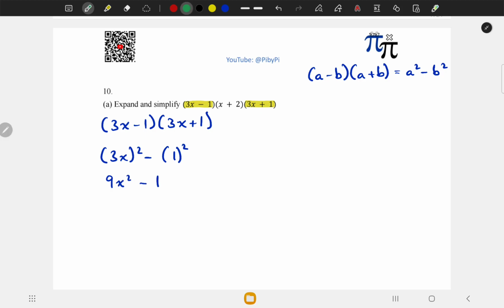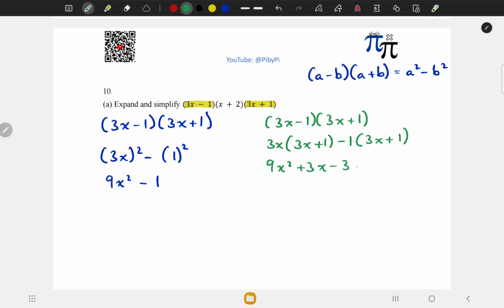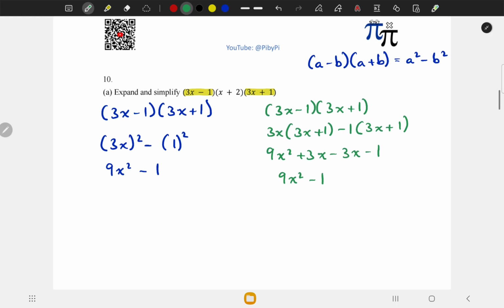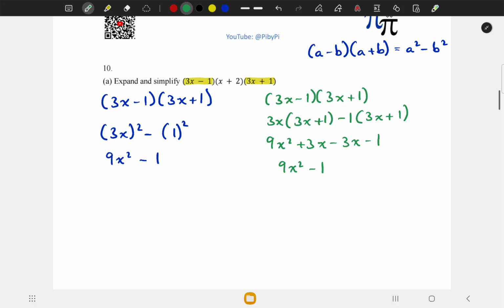Now just to confirm, for those that don't regularly apply difference of two squares, had I done the other method, 3x minus 1, 3x plus 1, by expanding each one, I break open the 3x. I would have 3x plus 1. Then I have a minus 1 and 3x plus 1. If I expand this, I would have a 9x squared plus 3x minus 3x, and negative 1 times positive 1 gives me negative 1. Upon collecting my like terms, I would have 9x squared, plus 3x minus 3x becomes 0, so I don't need to write that down, and minus 1 remains the way it is. So of the two methods, I preferred using the shortcut.